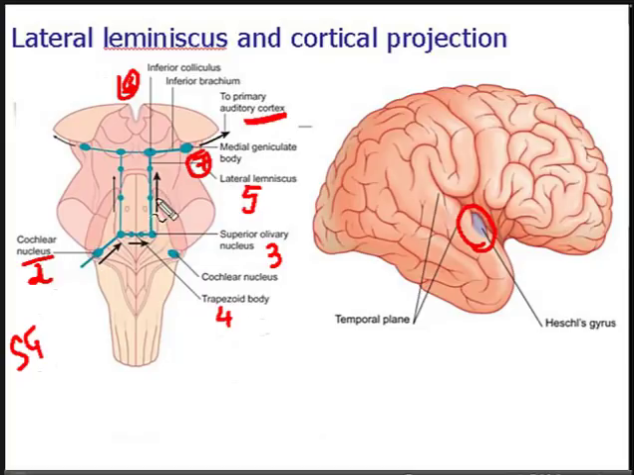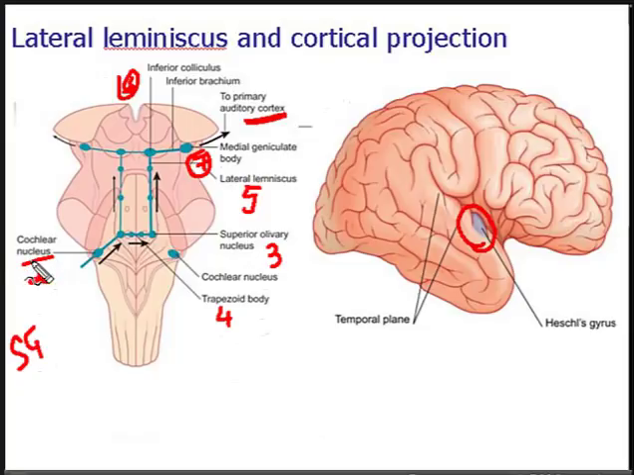Fourth order neurons may arise in the nuclei of the lateral lemniscus if it synapses, or it may go and synapse in the inferior colliculus. If it does synapse in the inferior colliculus, then it goes to the medial geniculate body. From the medial geniculate body, it goes to the auditory cortex. So what I want you to know is the order in which a neuron can synapse.